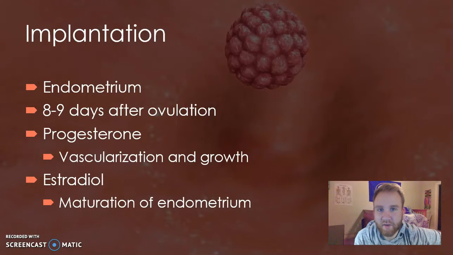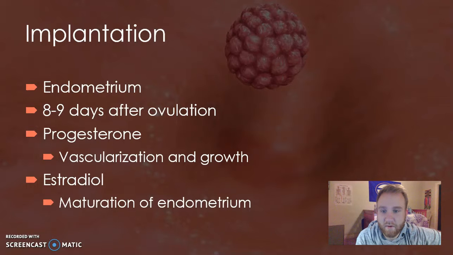Implantation of the embryo into the uterine wall, or endometrium, occurs between 8 to 9 days after ovulation. At about the same time, the endometrium is becoming increasingly vascularized. Arteries and blood vessels are growing tremendously in the endometrium because it is going to have to provide for the blood needs of the fetus and embryo. At about the same time this occurs, progesterone levels are increased as well.